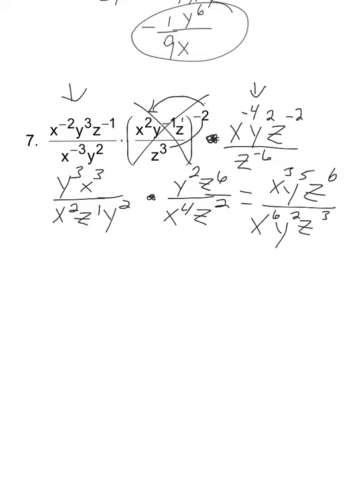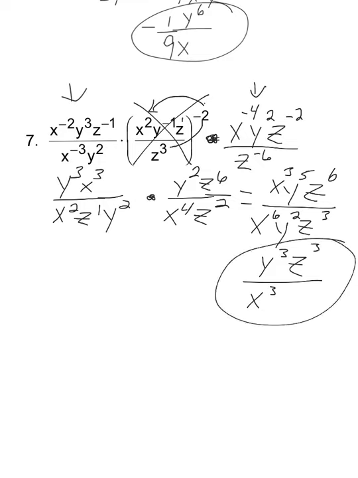Okay, now we have to clean it up. We got to divide, which is subtraction. We got to subtract exponents and put the leftovers where they belong. So here we go. I have 3 x's on top, 6 on bottom. That's a difference of 3 left over on the bottom. I got 5 y's on top, 2 on bottom. It's a difference of 3 on top. 6 z's on top, 3 on bottom. That's a difference of 3 on top. And that's my final answer.